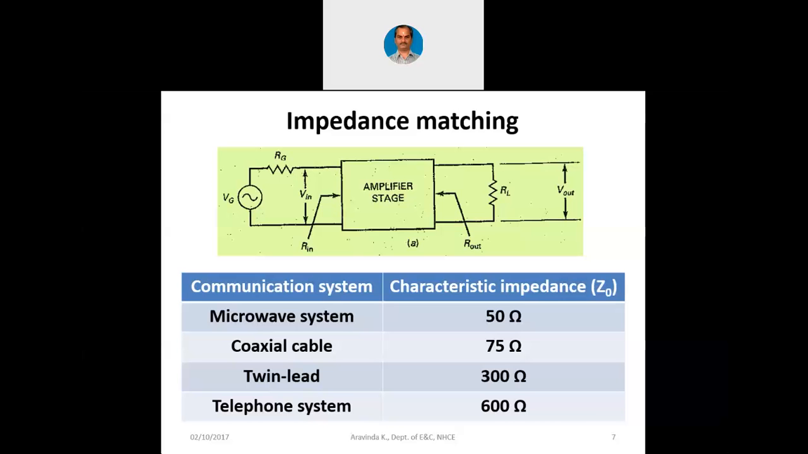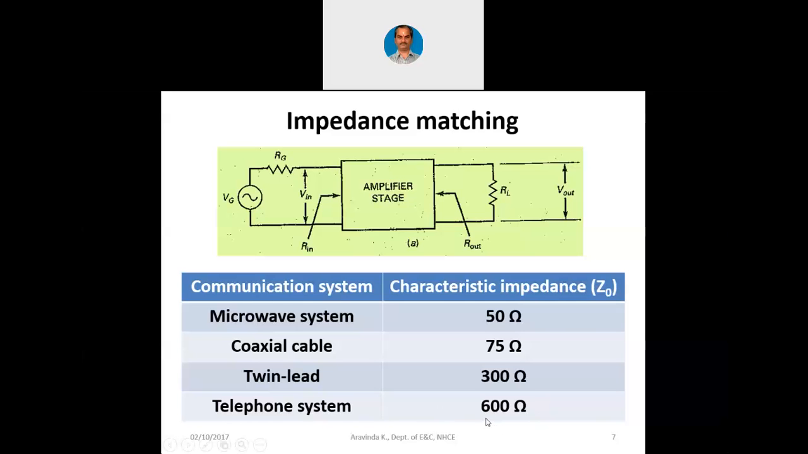Right now, my earphone and microphone are connected through a twin lead wire to my laptop. Now, this twin lead wire will have 300 ohms characteristic impedance. But on the other hand, my mouse is connected to the laptop through a coaxial cable. In the sense, the mouse has a cylindrical wire. In the cylindrical wire, in the middle, there is a conducting wire and around it, there is a ground sheet. Now, the coaxial cable which the mouse is using has a characteristic impedance of 75 ohms. And the headset which I am using is using a twin lead wire. Now, naturally, inside the laptop, there must be impedance matching for both of these conducting wires, such that maximum power will be transferred. Similarly, the telephone system will have a characteristic impedance of 600 ohms.